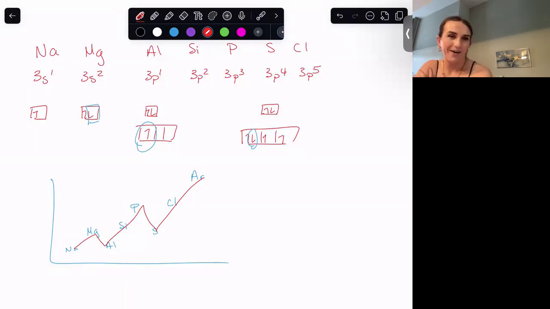It is pretty interesting. And that happens for all of the periods too. So as you go across, that happens as a trend every time. It's all about the atom remaining as low in energy as possible.